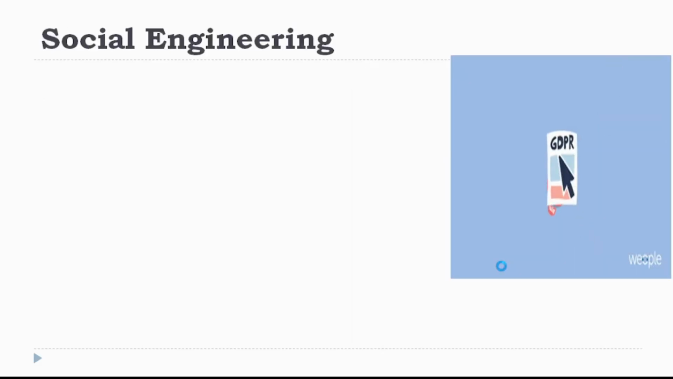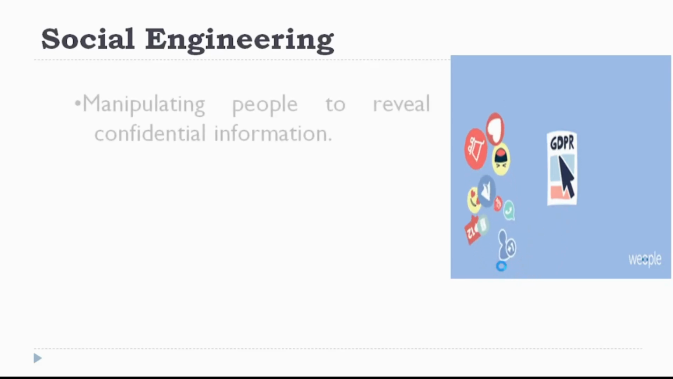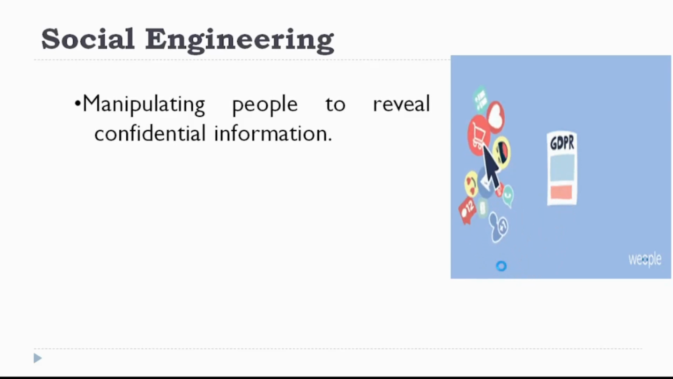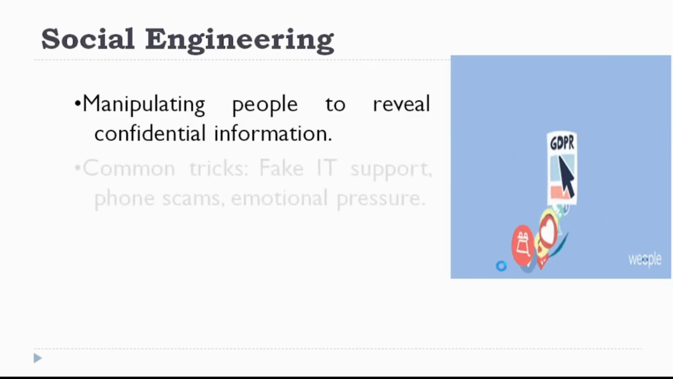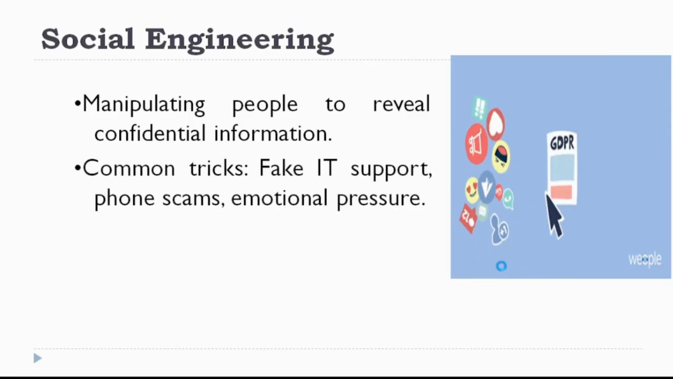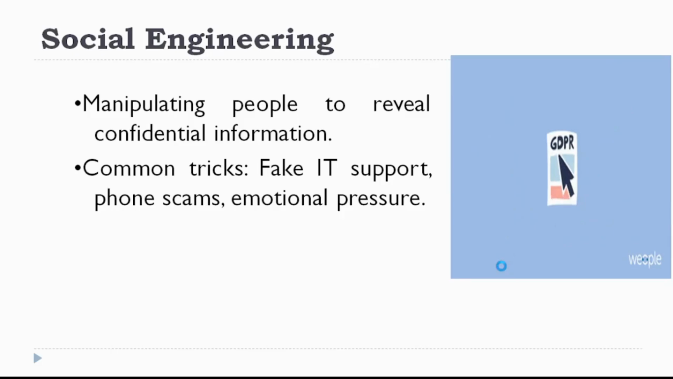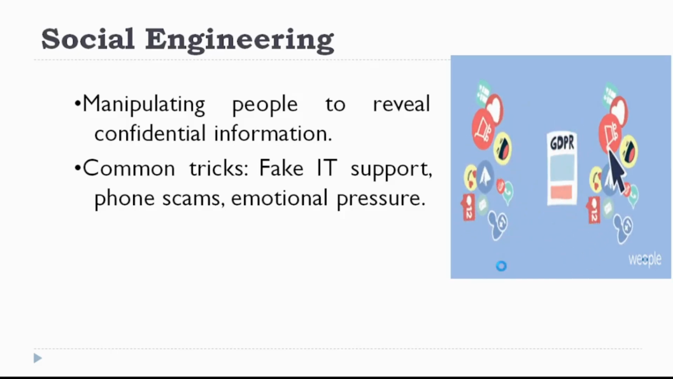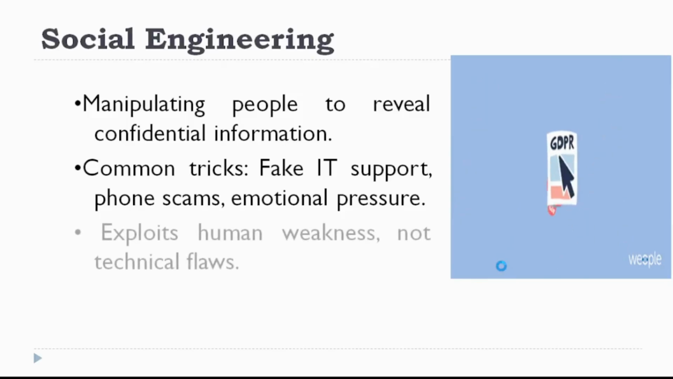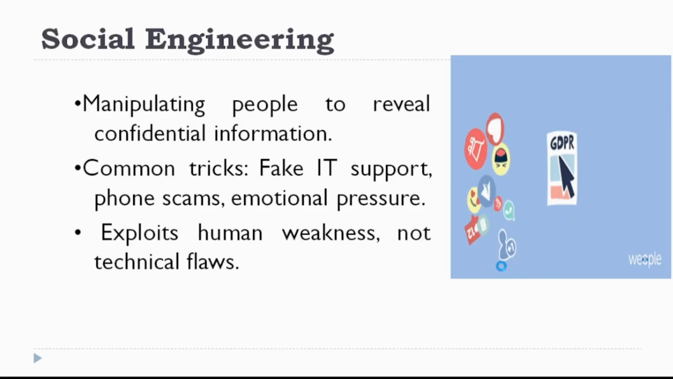Now, let's discuss social engineering. Basically, social engineering is a psychological attack that tricks users into giving away private information, and these attacks take advantage of trust, fear, urgency, or curiosity. For example, it includes fake IT support calls, fraud messages, or impersonation. Since humans are the weakest link, social engineering remains one of the most successful attack methods.